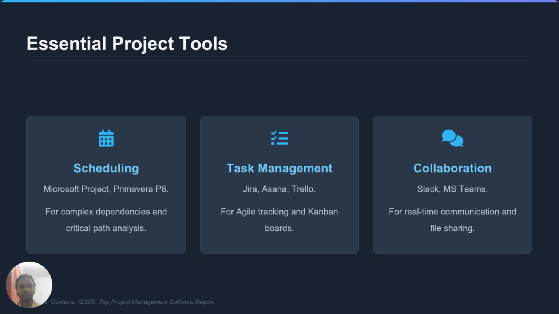To manage these complex processes, we rely on tools like Microsoft Project for scheduling and Jira for task management. Looking ahead, AI is transforming our role from data entry to strategic leadership. We are seeing automation in reporting and predictive analytics to forecast delays before they happen.